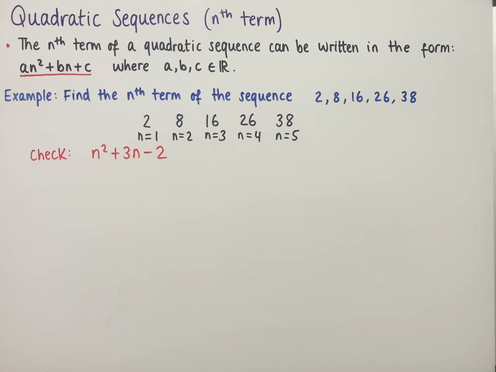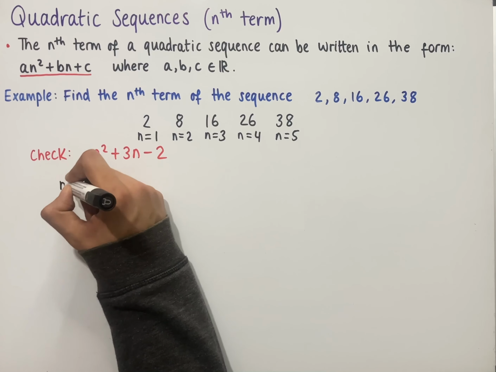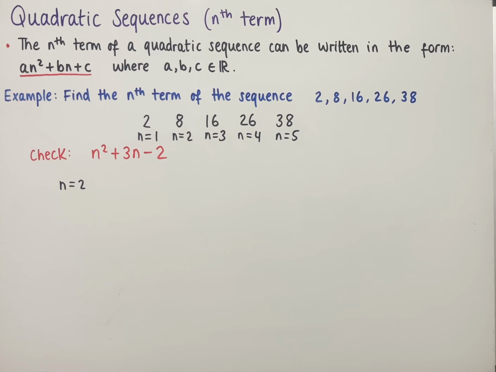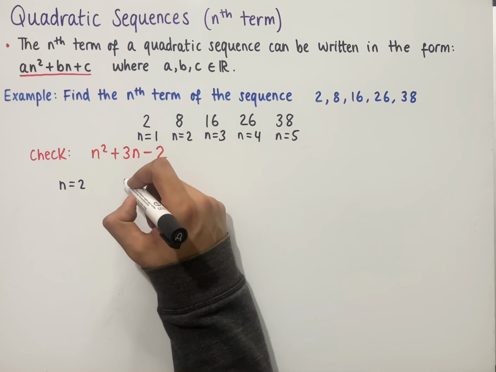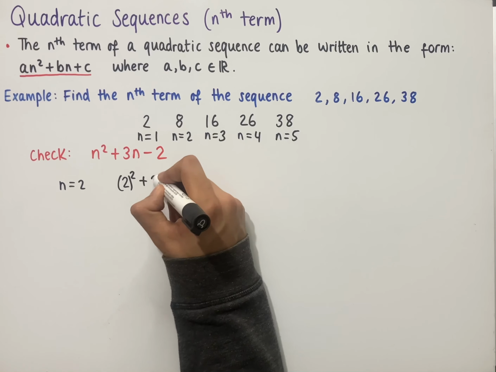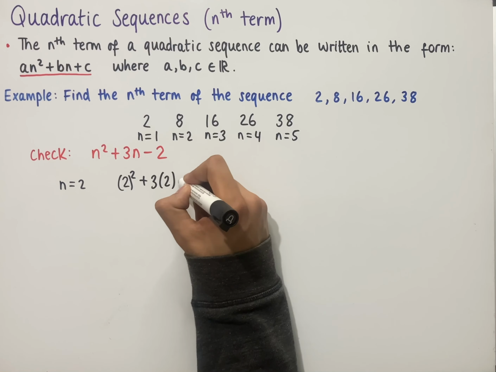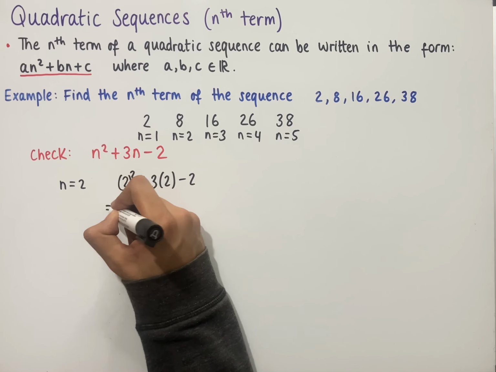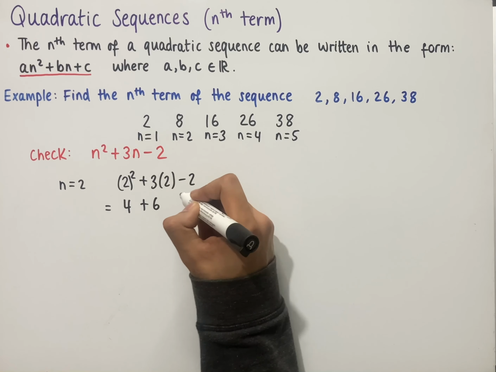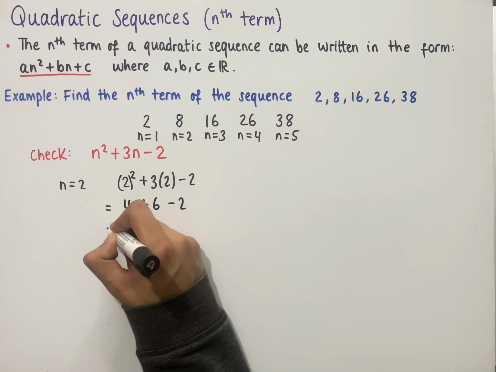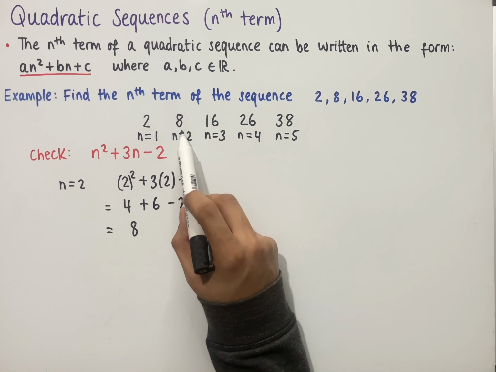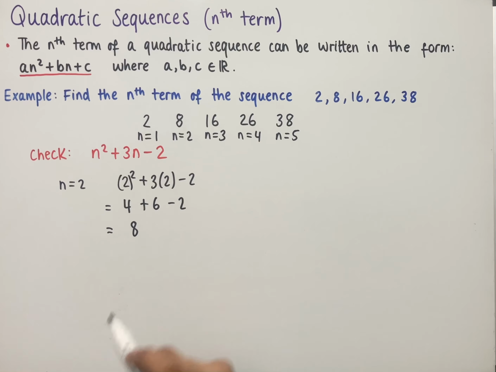So in this case, let's check n equals 2. We know that our second term in our sequence is 8, and so our answer should equal 8. So using our nth term, we have 2 squared plus 3 times 2 minus 2. If we simplify this, 2 squared is 4, 3 times 2 is 6, and then we have minus 2 on the end. 4 plus 6 is 10, 10 take away 2 is 8. And so we see indeed our second term is equal to 8.